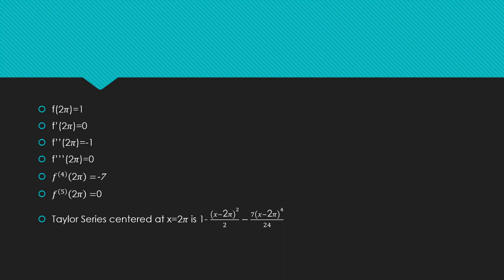The third derivative gives us 0, so we're going to skip over that. And we're going to go to the fourth derivative. For the fourth derivative, we get a coefficient of negative 7. And because we're centered at x equals 2 pi, we need to have x minus 2 pi. The derivative is 4. Therefore, we put x minus 2 pi to the fourth power. And then we divide by 4 factorial, which is 24.